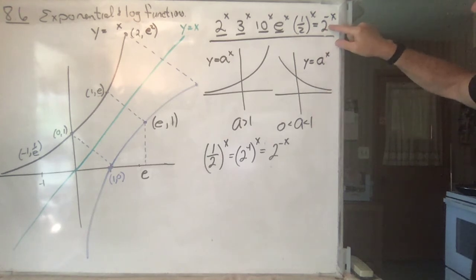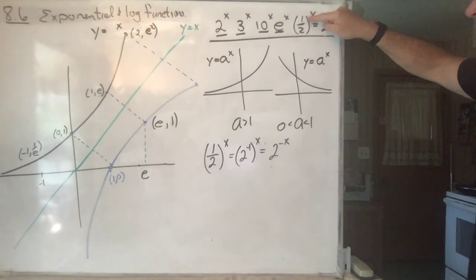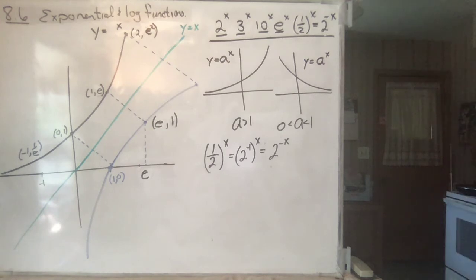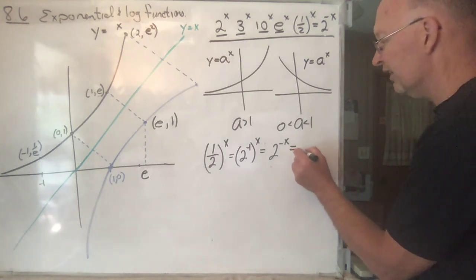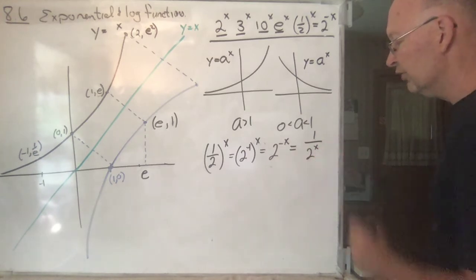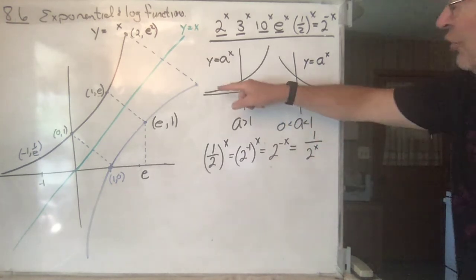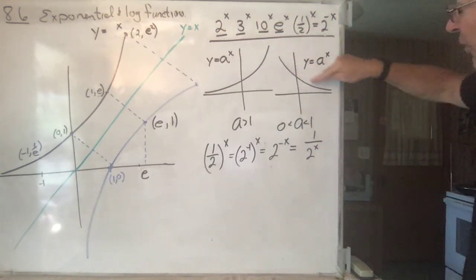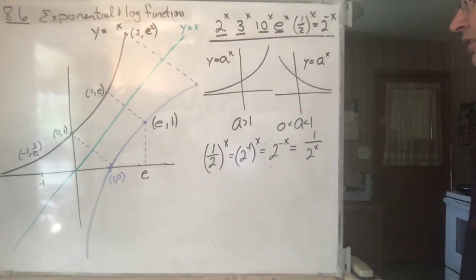You can either take a number which is greater than 1 and take it to the negative x power, or you take a number that's less than 1 and take it to the x power. Either way, you're going to have that same shape. And I guess even another way of thinking about that is that that's the same as 1 over 2 to the x. So as 2 to the x gets big, 1 over that is going to get small. So there's just all sorts of ways to understand this.